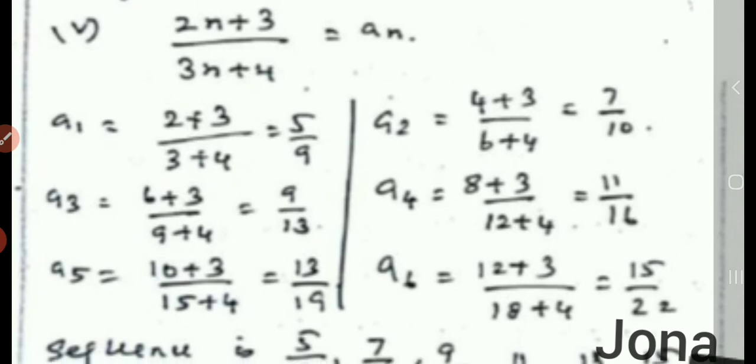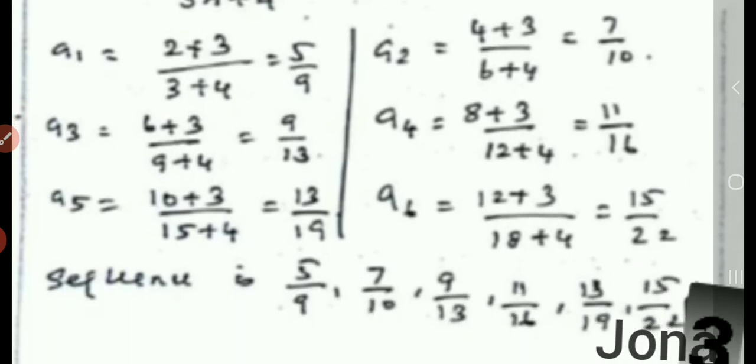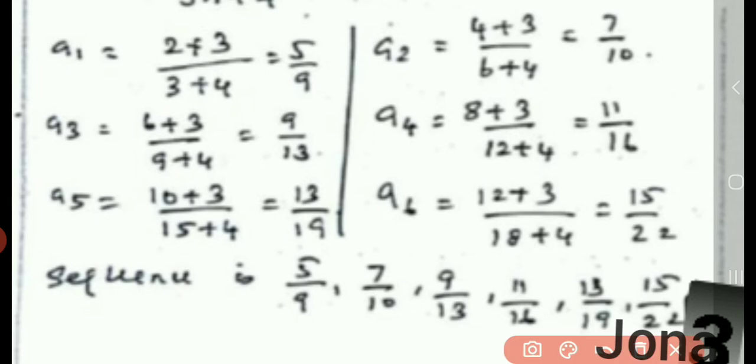Fifth division, an equal to (2n plus 3) divided by (3n plus 4). Here I want to substitute 1 for n. So a1 equals (2 plus 3) divided by (3 plus 4), which is nothing but 5 by 9. And then put n equal to 2. Therefore, we have (4 plus 3) by (6 plus 4), that is 7 by 10. And then a3, that is for n equal to 3, (6 plus 3) by (9 plus 4), which is nothing but 9 by 13.